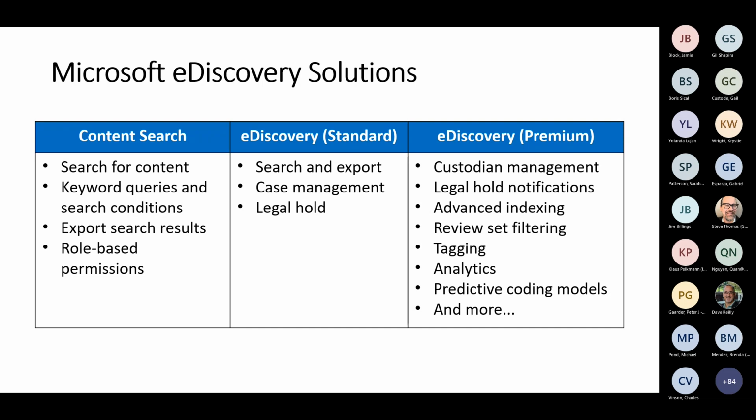The Microsoft Purview Compliance Portal provides 3 discovery solutions. One is called the Content Search. Then we have eDiscovery Standard. And then we have eDiscovery Premium. You can use the Content Search tool to quickly search for content across Microsoft 365 data sources and then export the search results to a local computer. So this is primarily a search and export kind of a tool.